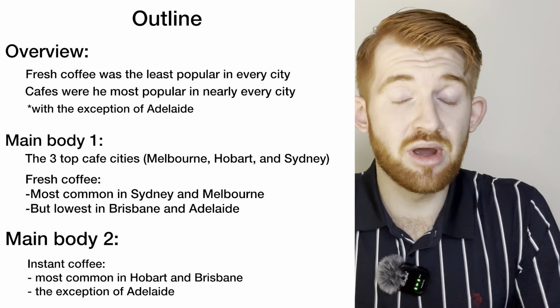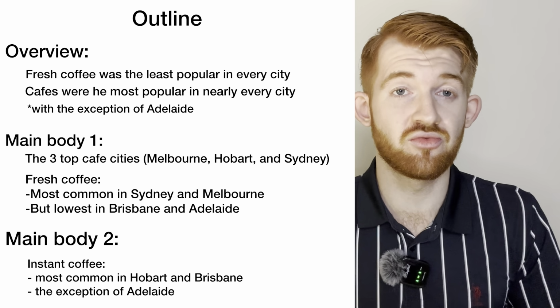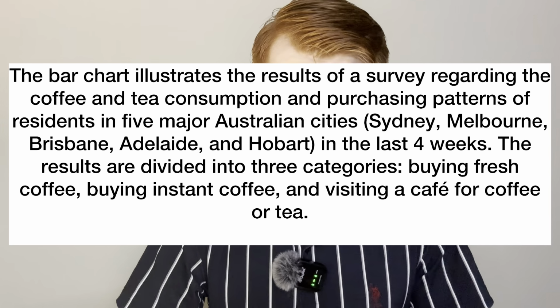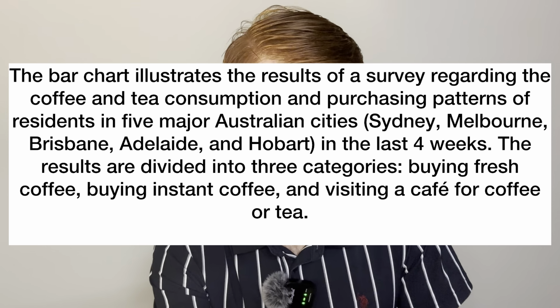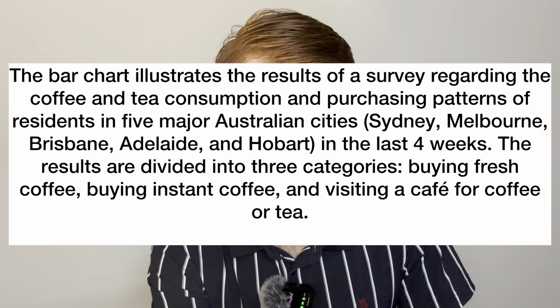Now, at this point, I am ready to start writing my response. So let's start with the introduction. The bar chart illustrates the results of a survey regarding the coffee and tea consumption and purchasing patterns of residents in 5 major Australian cities: Sydney, Melbourne, Brisbane, Adelaide, and Hobart in the last 4 weeks. The results are divided into 3 categories: buying fresh coffee, buying instant coffee, and visiting a cafe for coffee or tea.